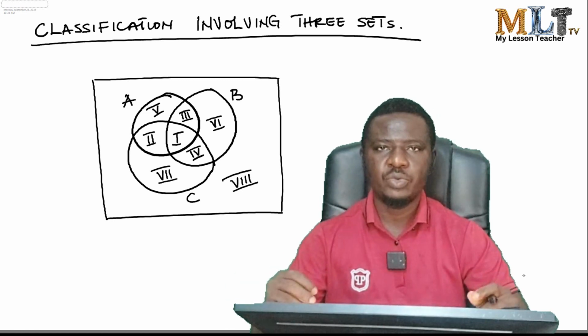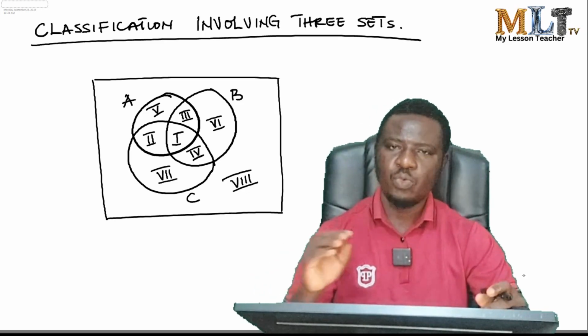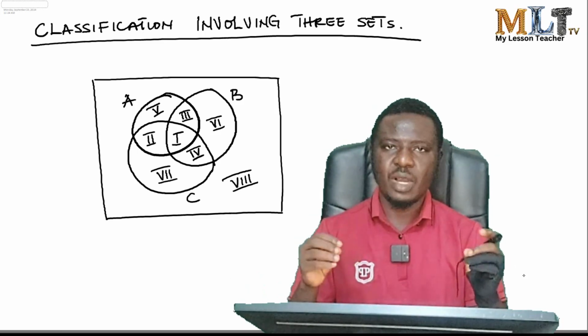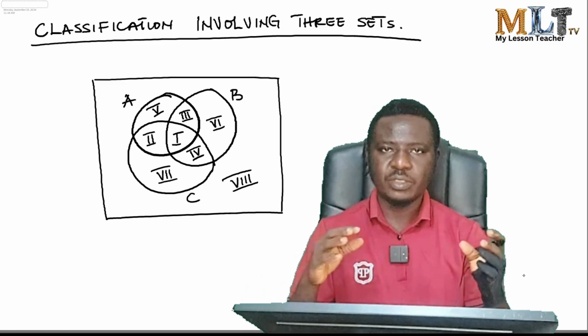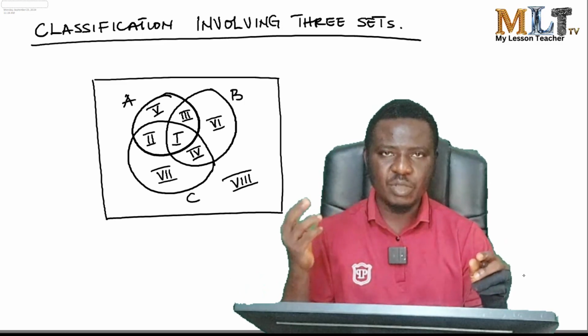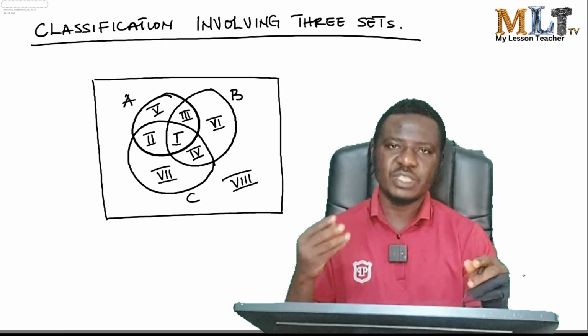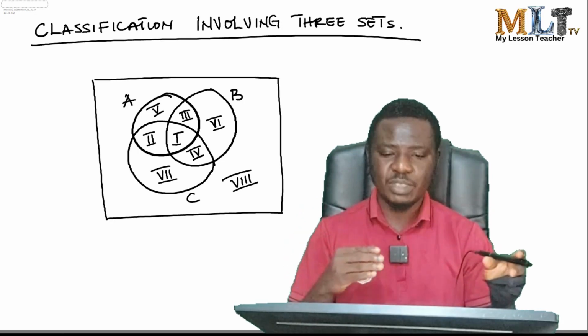Today's class is a continuation of our previous classes on SS1 mathematics, where we're looking at sets. Under sets, we are looking at the Venn diagram. We have done so many on sets. We have looked at types of sets. We have defined sets. We have looked at the operations of sets. And in the last class, we looked at classification involving two-set problems.